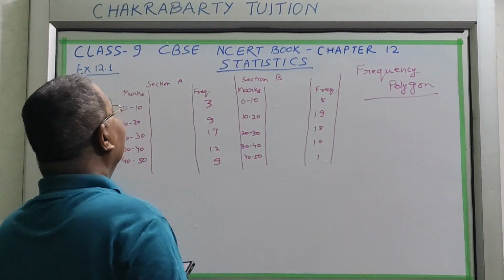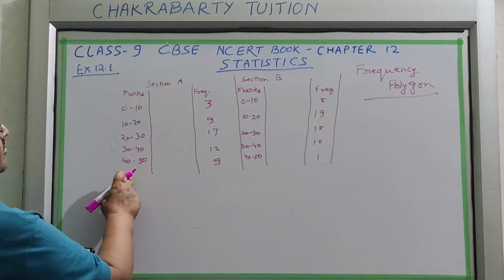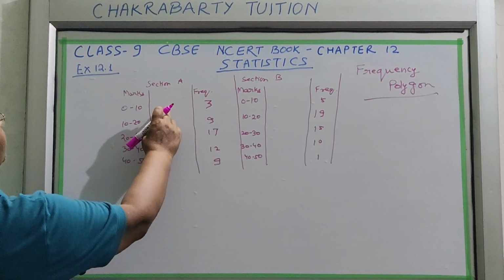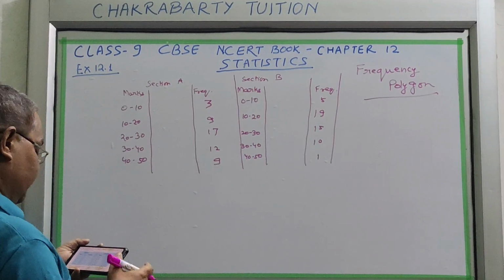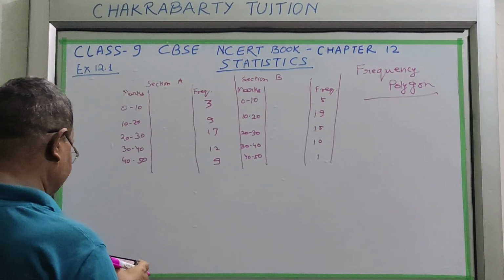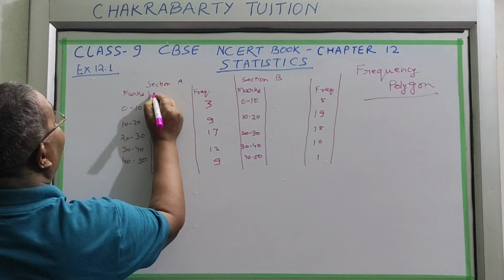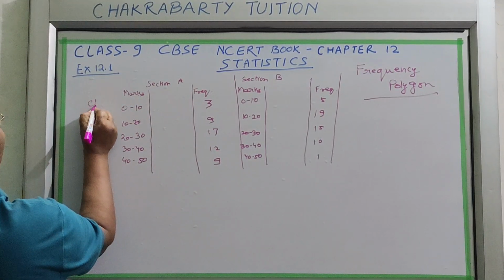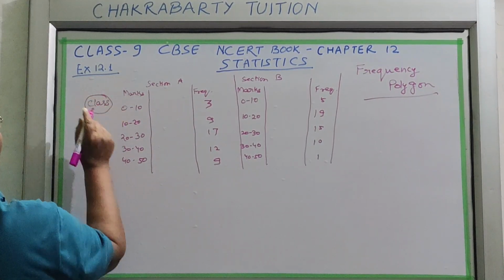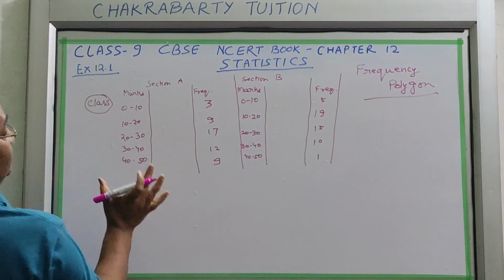Here you see it is in class intervals. When it is in class intervals, you have to find the mid value, and only then can we plot it. For the mid value, they give a heading of class mark, because this is your class. 0 to 10 is known as a class. 10 to 20 is a class, meaning how many.